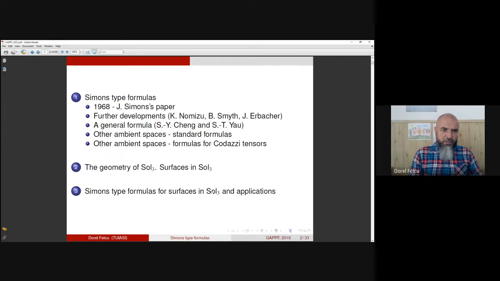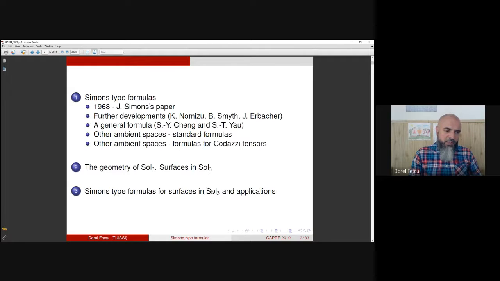In the next more than 50 years, many important geometers used this kind of formulas in different ambient spaces to get similar results or other types of results concerning the geometry of submanifolds.